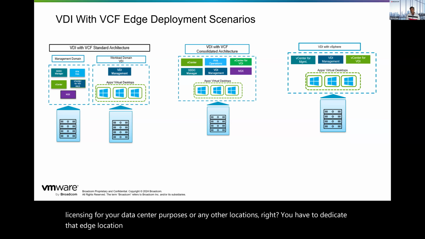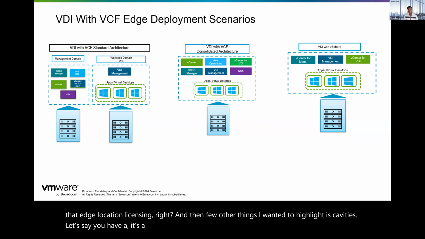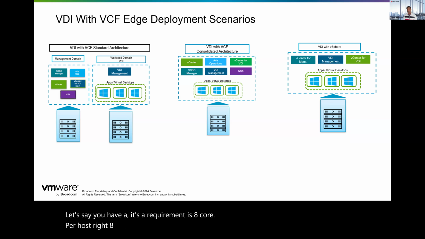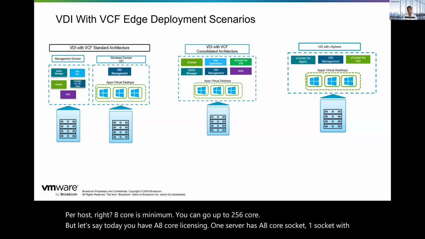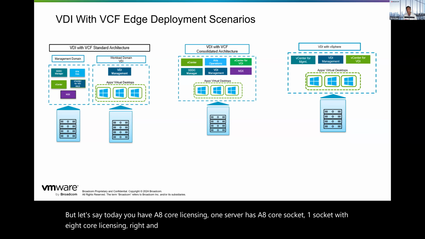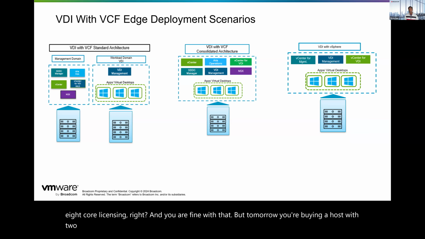And then another thing I wanted to highlight is Kubernetes. Let's say the requirement is 8 cores per host, right? 8 core is minimum. You can go up to 256 cores. But let's say today you have 8 core licensing. One server has one socket with 8 core licensing, right? And you are fine with that. But tomorrow you're buying a host with 2 sockets, right? And 2 sockets means you will have 16 core licensing, right?